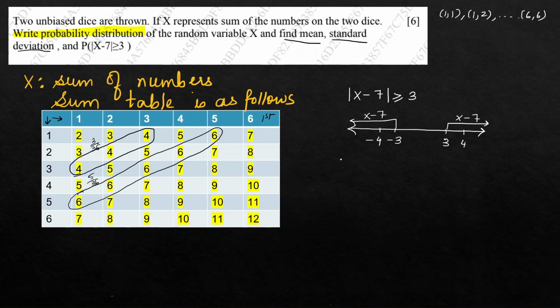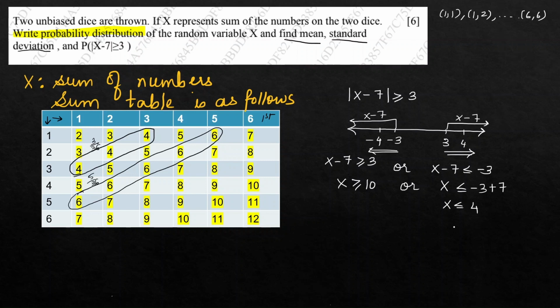So how will I write this? So x minus 7 is either greater than or equal to 3. This is this part. Or x minus 7 is less than or equal to -3. That is this part. Okay. So x minus 7 if it is greater than or equal to 3 means x is greater than or equal to 10, and x is less than or equal to 4. -3 plus 7 will be 4, which will mean x is less than or equal to 4.